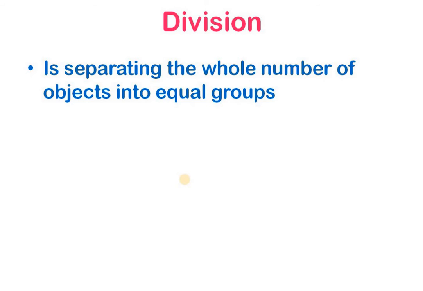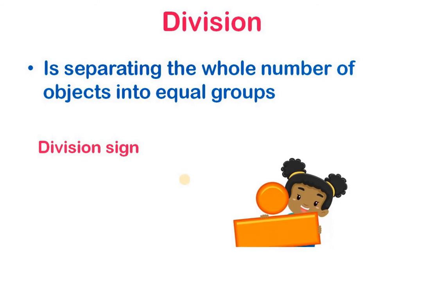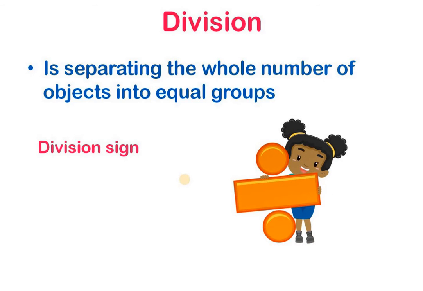Like multiplication, addition and subtraction, division also has its own sign. Let's see what the sign for division is. The division sign looks like this. It's a very nice sign. And we read this sign as "divided by". From now on, when you see this sign, you have to read it as "divided by".